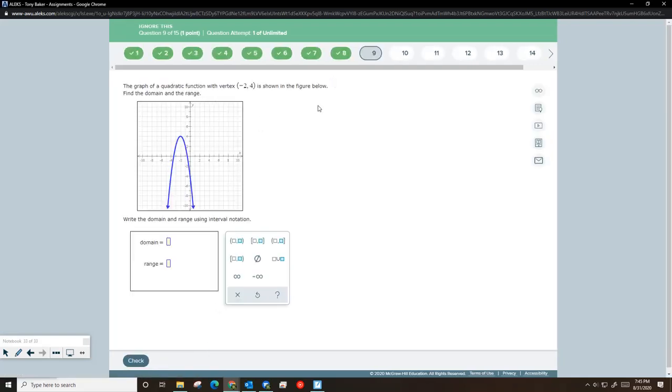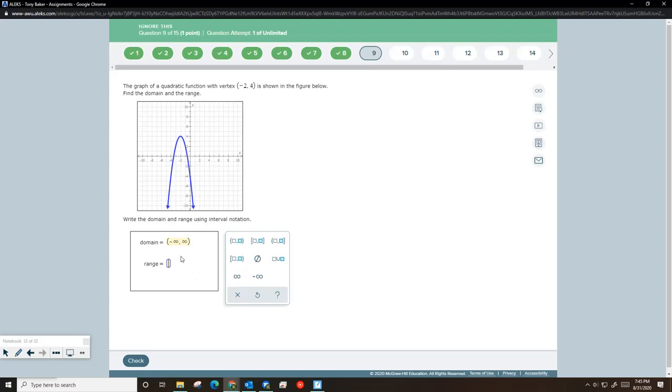This one, it's a quadratic function, so it's a parabola. In a quadratic function, your domain will always be all real numbers. Notice how there's arrows down here now instead of points? That means those lines go on forever. So my domain is -infinity to infinity.